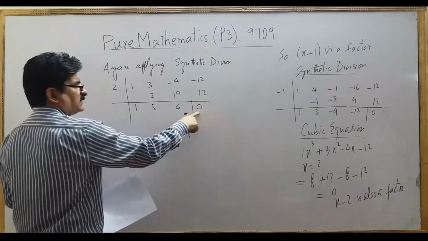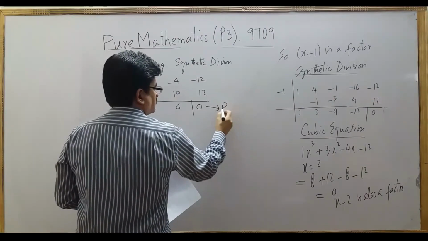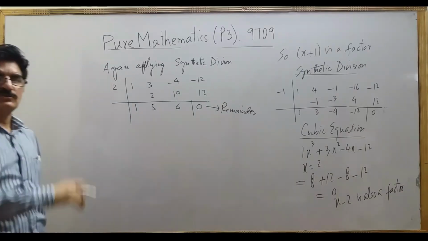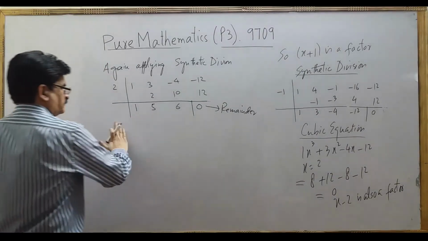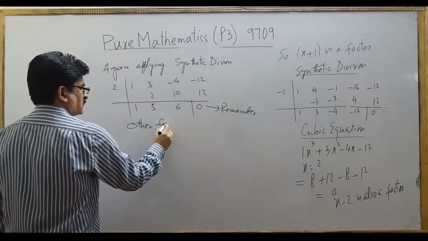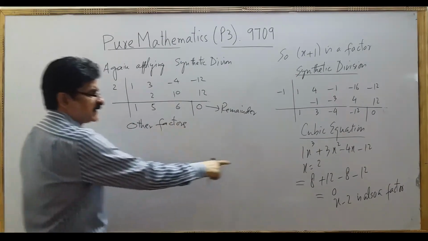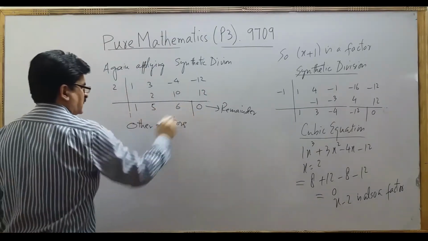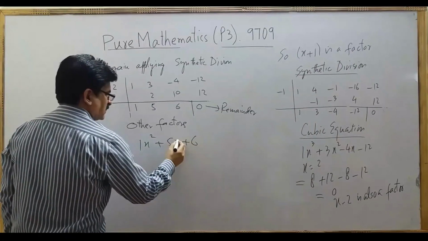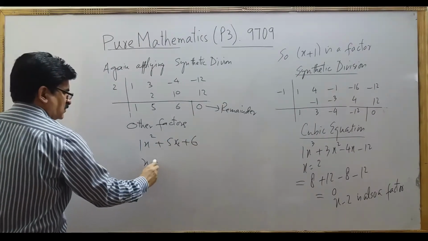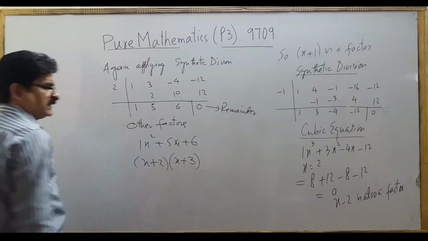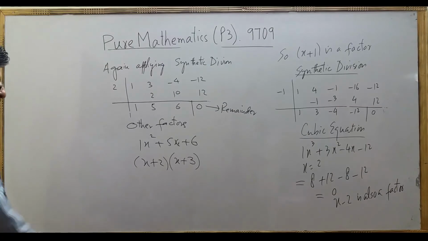You must get 0 over here. Again I am telling you that this is basically the remainder if you do the algebraic long division. So we have other factors. You started with a cubic polynomial. This will be the quadratic polynomial, 1 degree less than that, x square plus 5x plus 6. If you factorize it, you will see that it is equal to x plus 2 into x plus 3. So these are the other two factors.